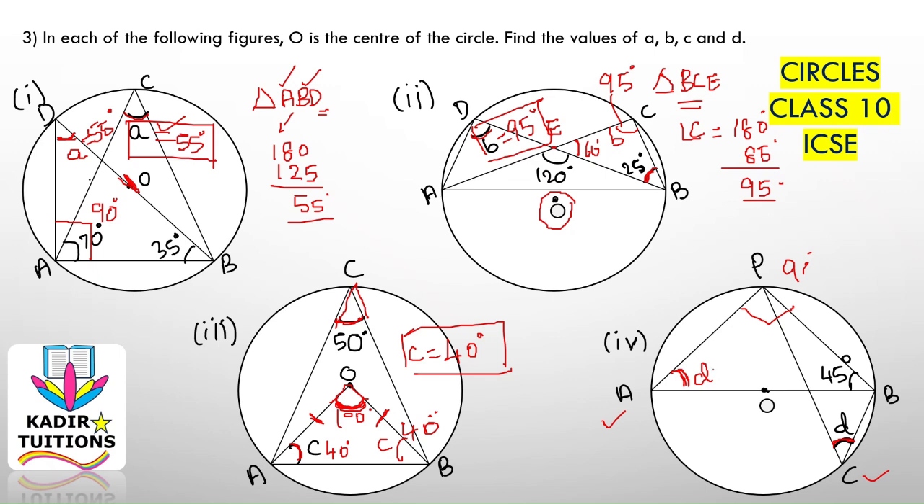So here, how can I find D? We can find it by considering the triangle BPA, because we know the value of angle P as well as angle B. We just need to find angle A. So what is P? It is 90 degrees. 90 plus 45, which is 135. So if we subtract 135 from 180, what will we get? The answer is going to be 45. So here it is equivalent to 45, and here also it is equivalent to 45. So small d is equal to 45 degrees.